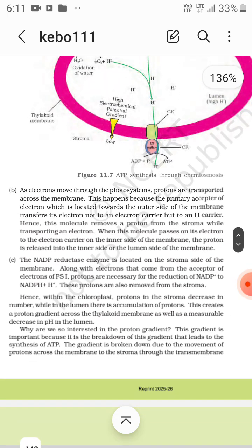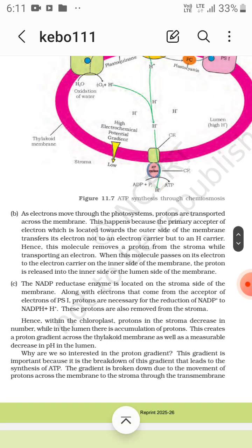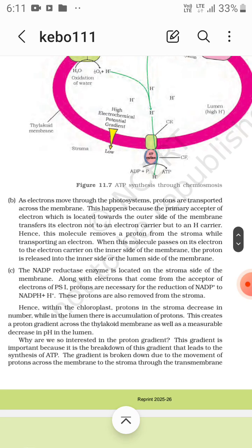Another reason is, as electrons move through the photosystems, protons are transported across the membrane. This happens because the primary acceptor of electron, which is located towards the outer side of the membrane, transfers its electron not to an electron carrier but to a hydrogen carrier. So the electron uses a hydrogen carrier instead of an electron carrier. Hence, from the stroma side, there is a hydrogen carrier being used in the electron transport. So the H plus is getting reduced, the concentration is decreasing on the stroma side. Hence this molecule removes a proton from the stroma while transporting the electron.